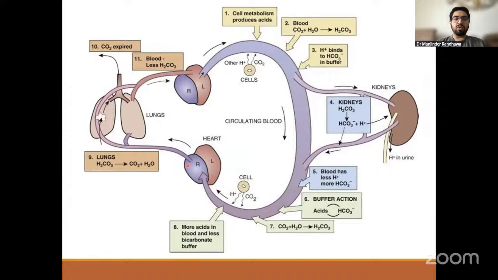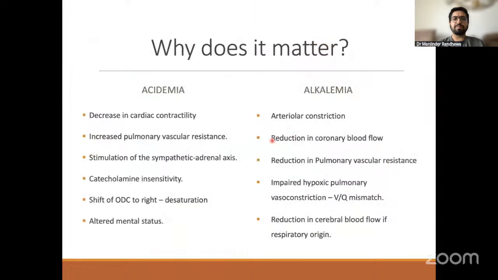And this keeps on going around, reaches the lungs, where again it is broken down into carbon dioxide, which is exhaled. So basically, it's the lungs and the kidneys that are taking the hydrogen ions out and trying to maintain a fine balance of pH in the body.